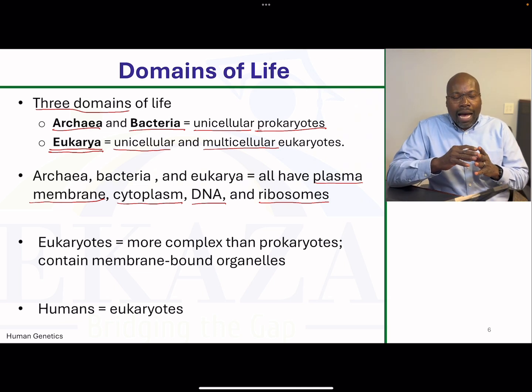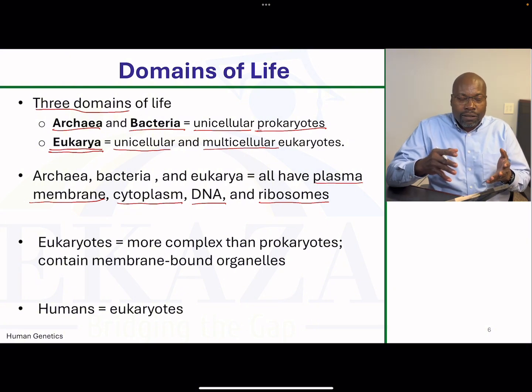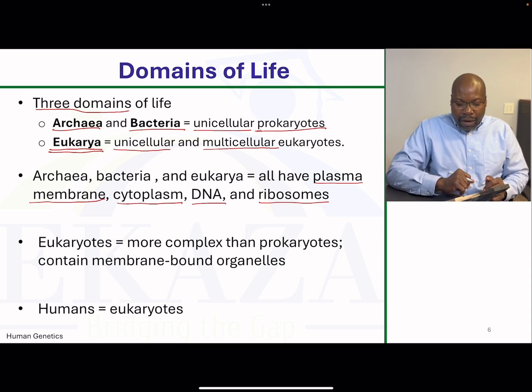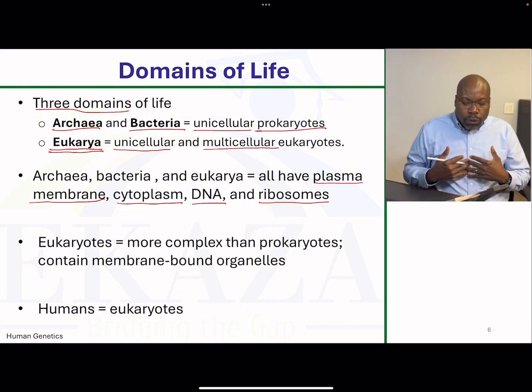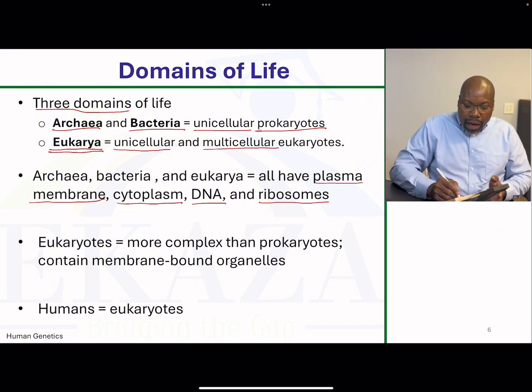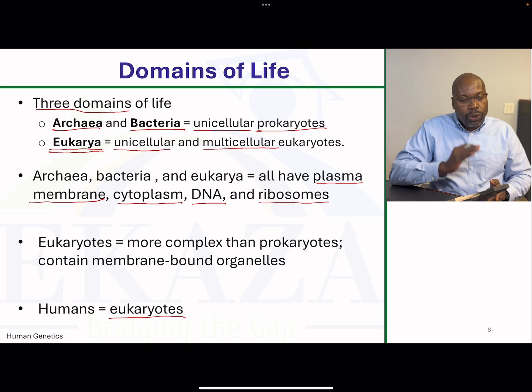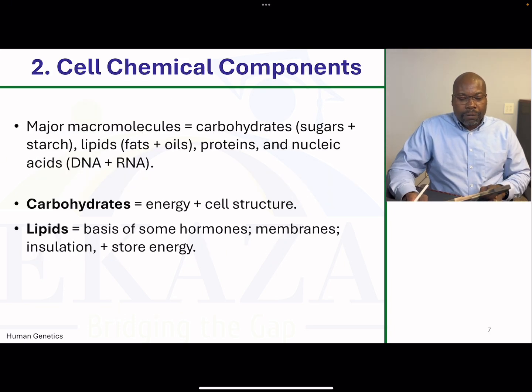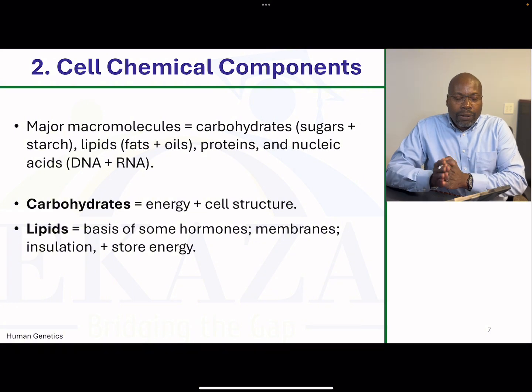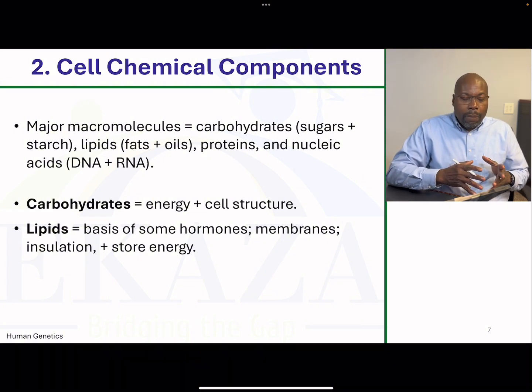The ribosomes are the structures in the cells that are responsible for the existence of proteins. Without ribosomes, forget about protein synthesis, right? So, when we consider living organisms such as humans, we are eukaryotic organisms. You know that. I know that you know that. All right. So what are the chemical compounds that make up the cell?